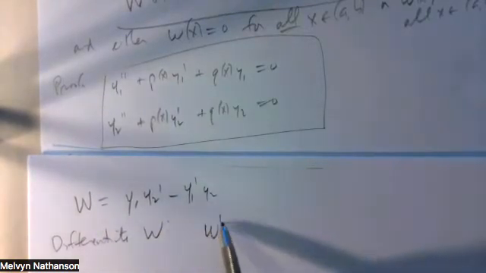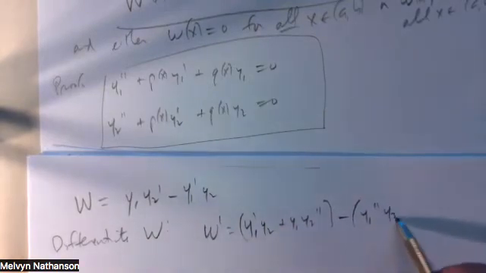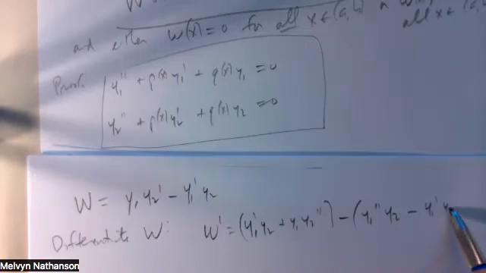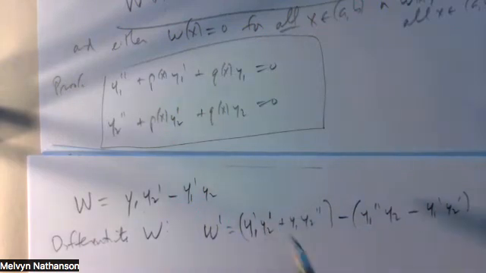So let's differentiate W. When you differentiate W prime by the product rule, that's equal to y1 prime y2 plus y1 y2 double prime. That's the derivative of the first term, minus the derivative of the second term, which is y1 double prime y2 minus y1 prime y2 prime. Oops. This should have been, I differentiate y1 prime y2 prime plus y1 y2 double prime. That's correct.